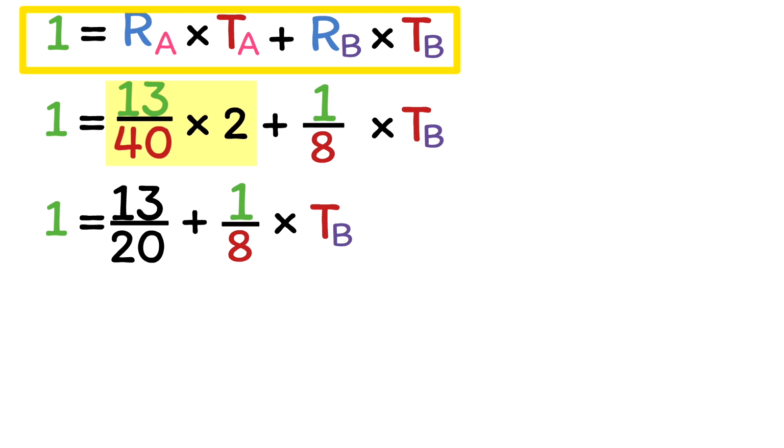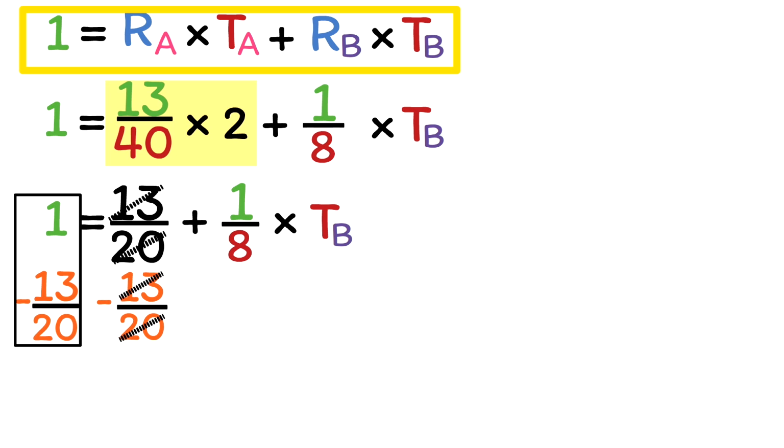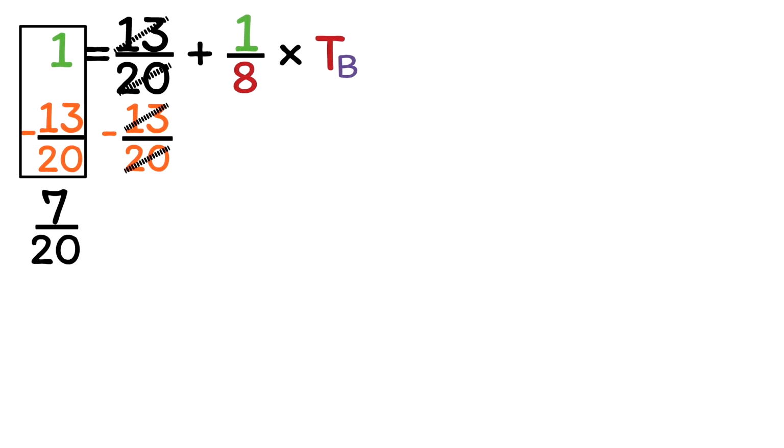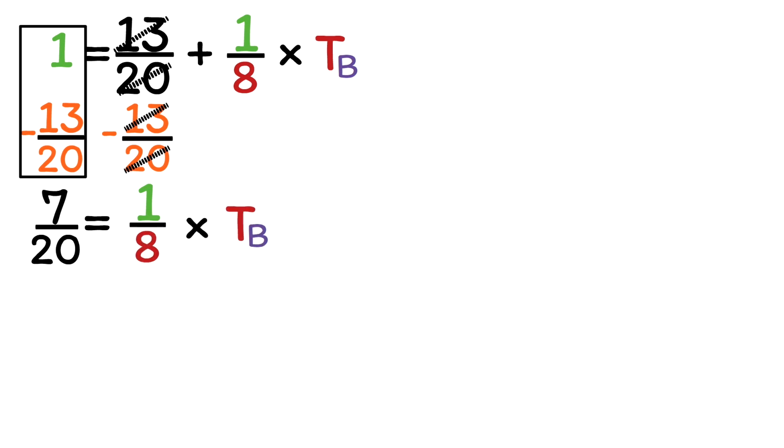Next, to find Jamie's time, we must make TB the subject of the equation. So, we'll subtract 13 over 20 from both sides of the equation. On the right side, 13 over 20 cancels out. On the left side, 1 minus 13 over 20 is 7 over 20. So, we have 7 over 20 equals 1 over 8 times TB.